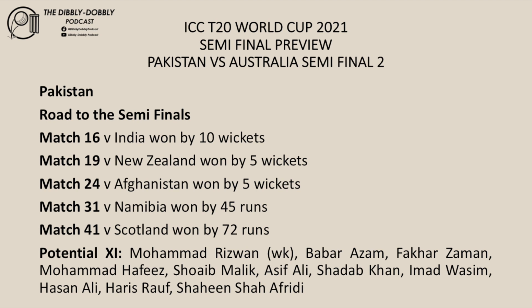In their first match against India, they won by 10 wickets. In their second match against New Zealand, they won by 5 wickets. In their third match against Afghanistan, they won by 5 wickets. In their fourth match against Namibia, they won by 45 runs. And in their final match, they won against Scotland by 72 runs.